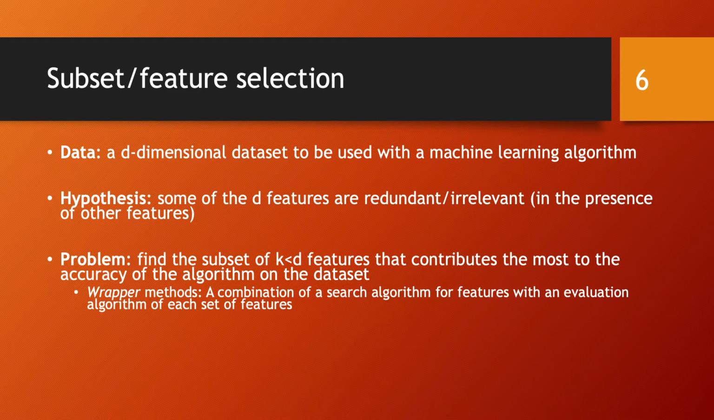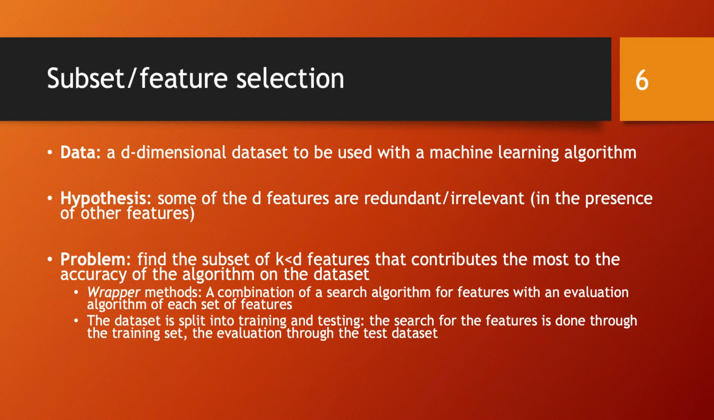And the methods that I'm going to tell briefly about fall into this category of wrapper methods, and they are a combination of a search algorithm for features with an evaluation algorithm of each set of features. In these wrapper methods, the data set is split into training and testing, and the search for the feature is done through the training set and the evaluation is done through the test data set.